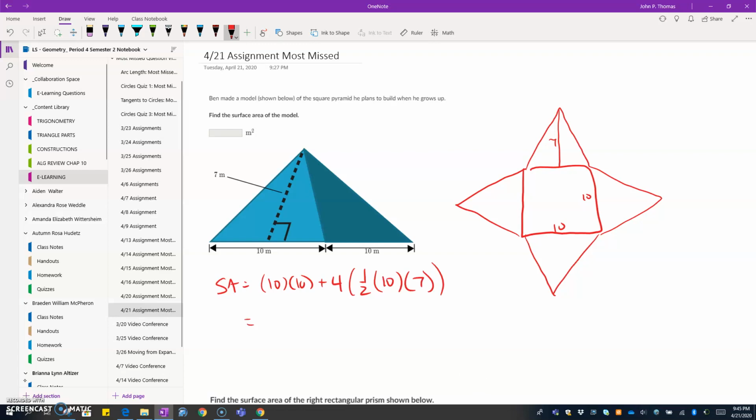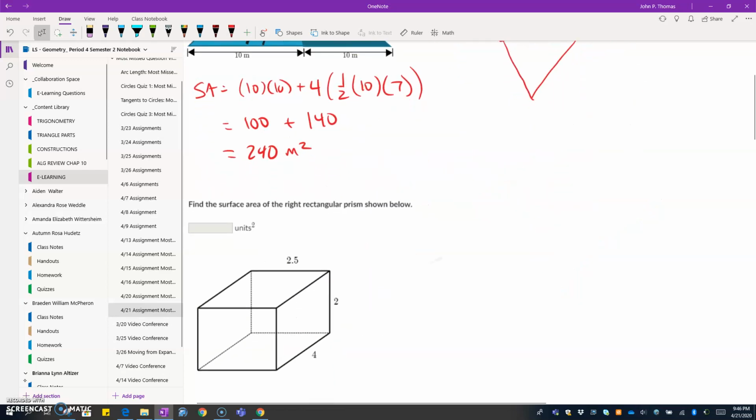All right, so if I push this together, I've got 100 plus 4 times 1/2, which is 2. 10 times 7 is 70. 2 times 70 would be 140. So that's going to be 240. And then I look for my units. My units are meters, so it would be meters squared because of this area. So 240 meters squared is the correct answer for that first one there.